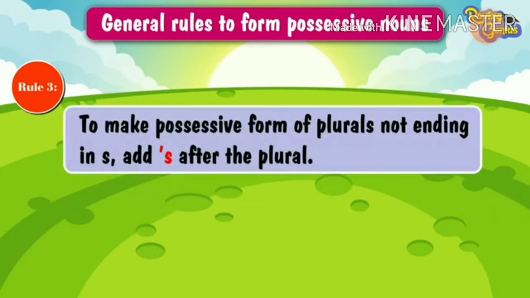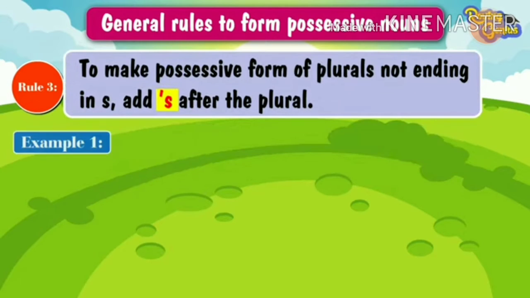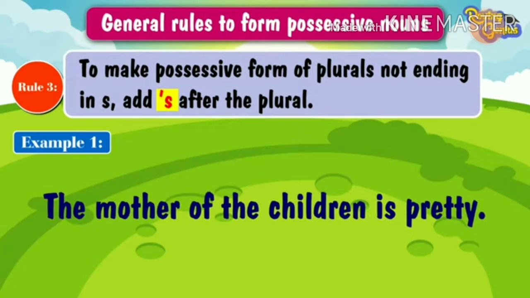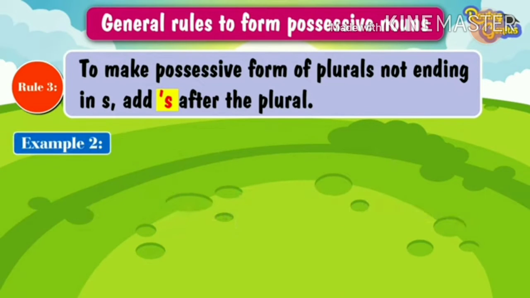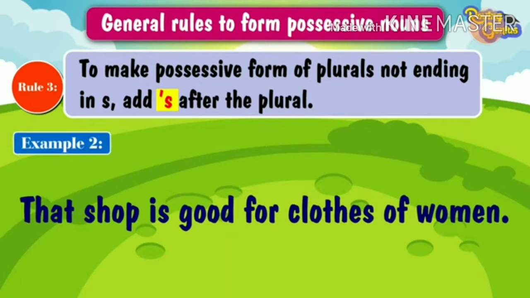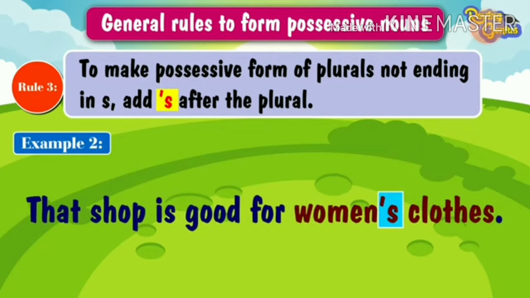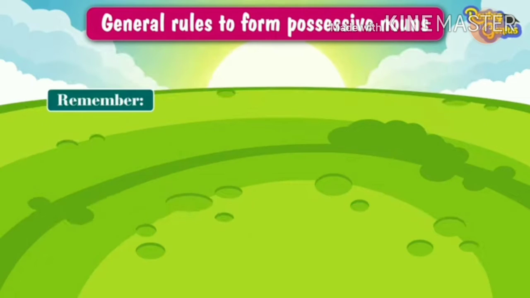Rule 3. To make possessive form of plurals not ending in s, add apostrophe s after the plural. For example, the mother of the children is pretty can be written as the children's mother is pretty. Let's take a look at another example. That soap is good for clothes of women can be written as that soap is good for women's clothes.